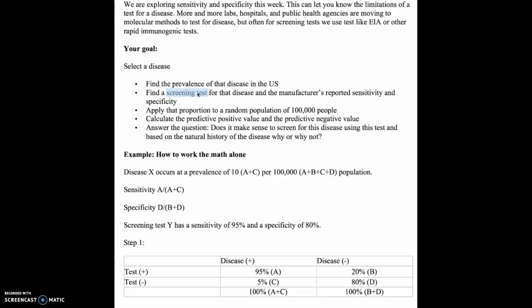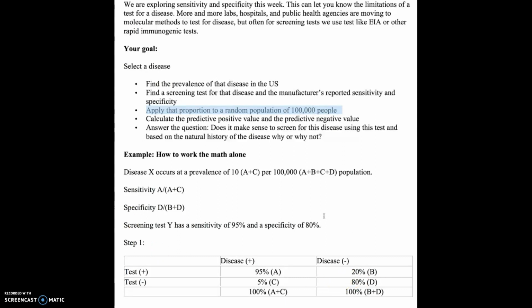Once you found the name of your screening test, you want to go to your favorite internet search engine and type in the name of the test as well as the terms sensitivity and specificity. And it will automatically give you the percentages of sensitivity and specificity for that given screening test. Now, this next part of the discussion is where everybody has a real challenge. And that's applying the proportion to a random population of 100,000 people.